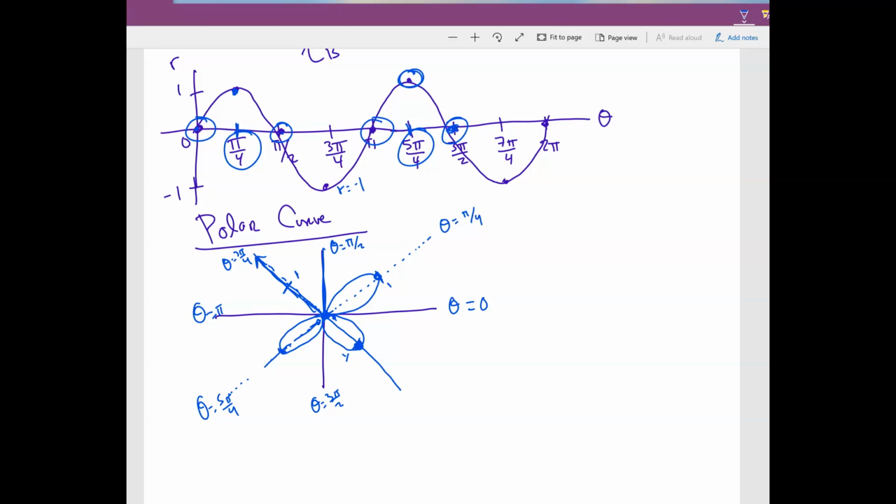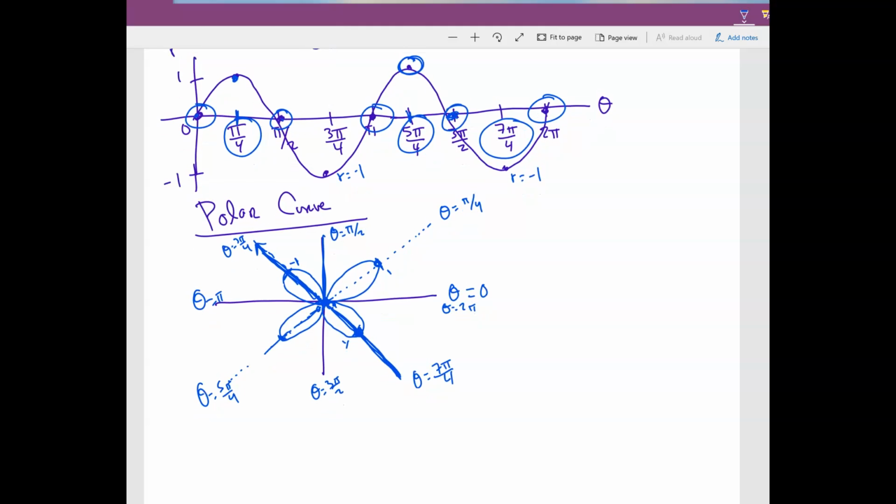And then at 7 pi over 4, so here's theta equals 7 pi over 4. You're going to be at -1. So notice here is 7 pi over 4. Here are all the positive values in the direction of 7 pi over 4, but we want the negative values. The negative values are on the opposite side. So this is going to be -1. So we're going to start at 0, go back to -1, and then complete the circle at theta equals 2 pi. And that's how you graph them.